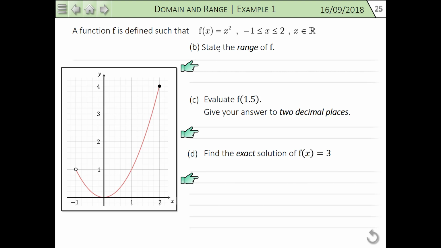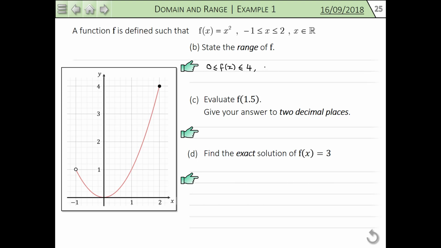In part B, we're asked to state the range of f. Remember, the range is the possible output values on a graph that's represented by the possible y values. As we've got the graph sketched, this may be easier than if we were just trying to think about it without a graph. So the smallest possible y value is down at 0, and the largest possible y value is up at 4. So we can write the range as 0 is less than or equal to f of x, which is less than or equal to 4.